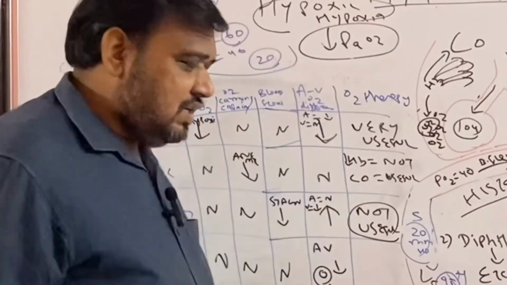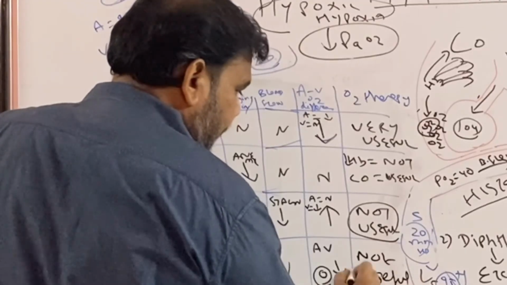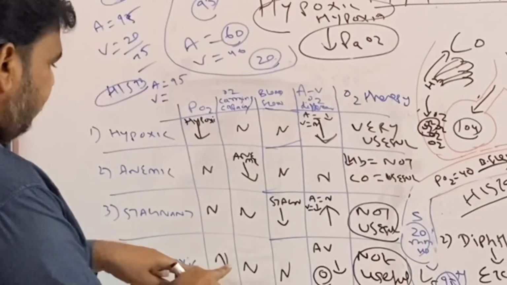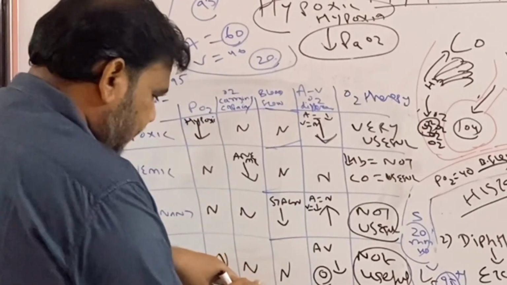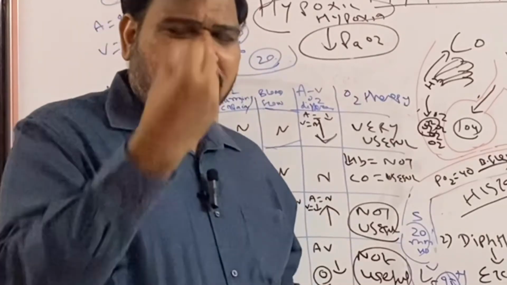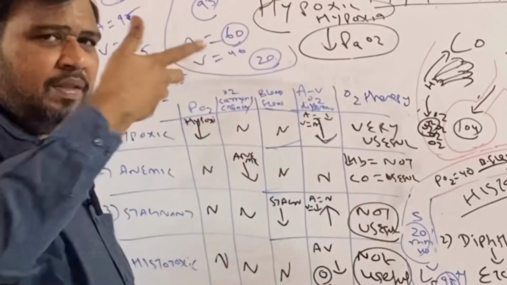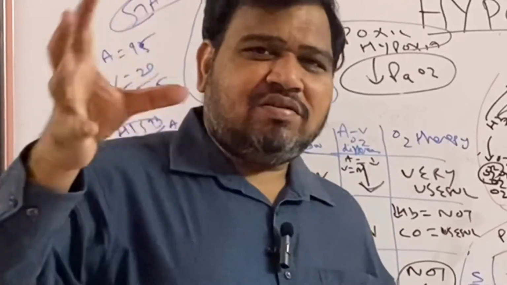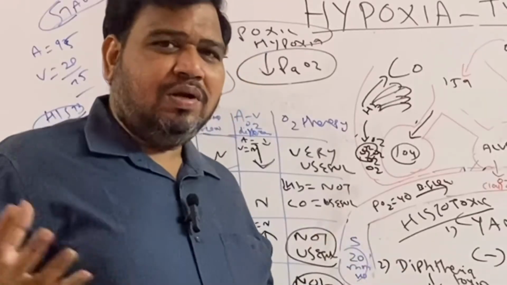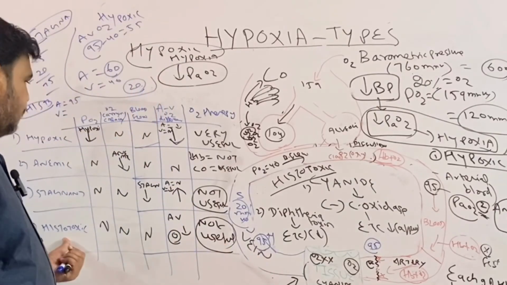In histotoxic hypoxia, oxygen therapy is not at all useful, because everything is normal. Partial pressure of oxygen is normal, oxygen carrying capacity is normal, blood flow is normal. Only tissues are not taking the oxygen. Then what use is it to give oxygen? I have to correct that problem, either cyanide poisoning or diphtheria toxin poisoning, or whatever is causing the electron transport chain to be decreased. I have to correct that biochemical sequence. It is not enough by giving oxygen. So oxygen therapy is not at all useful in histotoxic hypoxia.